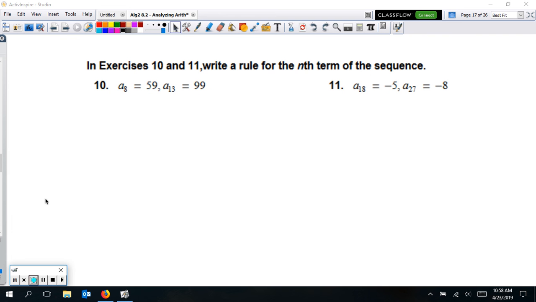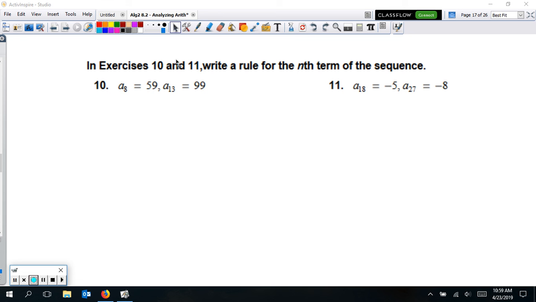Okay, so in the next two problems it also says to write a rule for the nth term of the sequence, but it does give us, again, something a little bit different. It doesn't give us those first 4 terms. It doesn't even give us the common difference on this one. It gives us really 2 of those terms. So it shows us the 8th term on this one is 59, the 13th term is 99. So it gives us 2 terms in that sequence. Then they want us to write the rule.